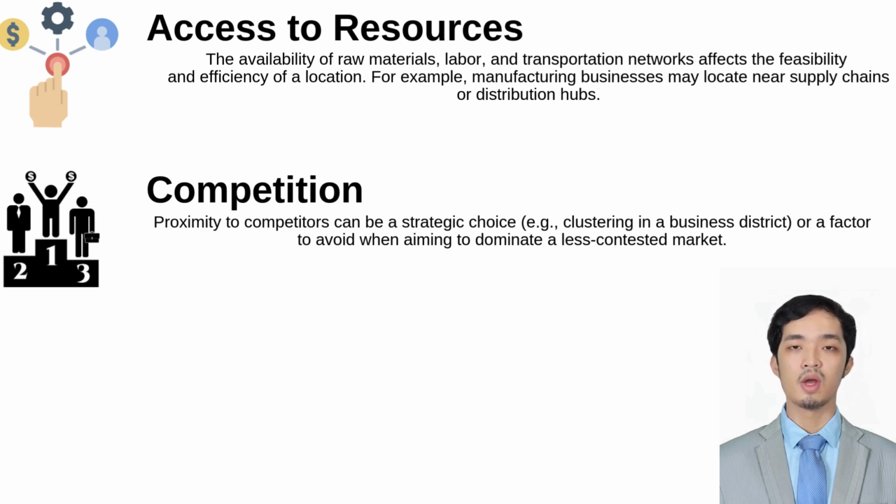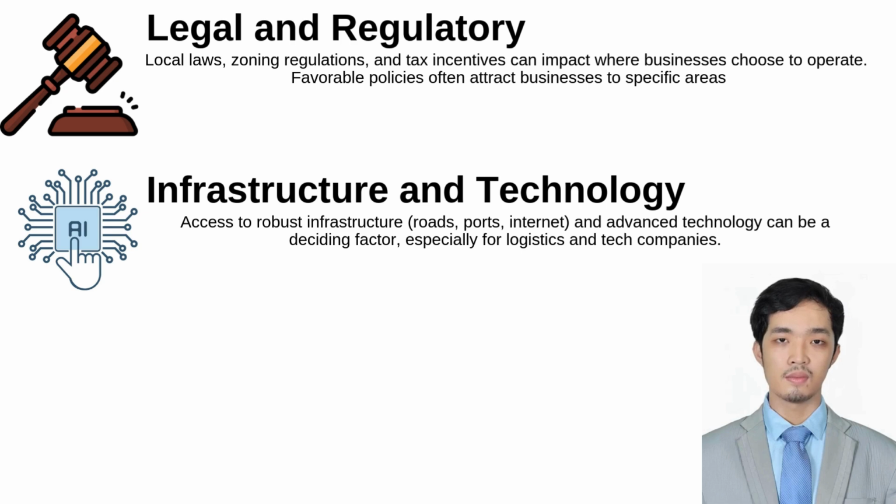Competition. Proximity to competitors can be a strategic choice, e.g., clustering in a business district, or a factor to avoid when aiming to dominate a less contested market. Legal and regulatory. Local laws, zoning regulations, and tax incentives can impact where businesses choose to operate. Favorable policies often attract businesses to specific areas.